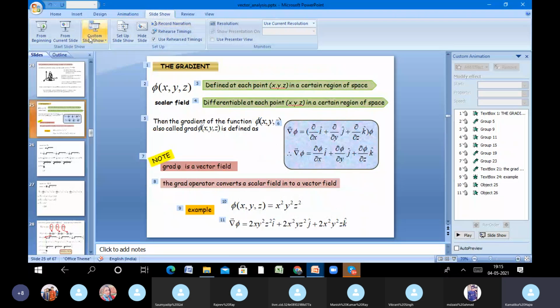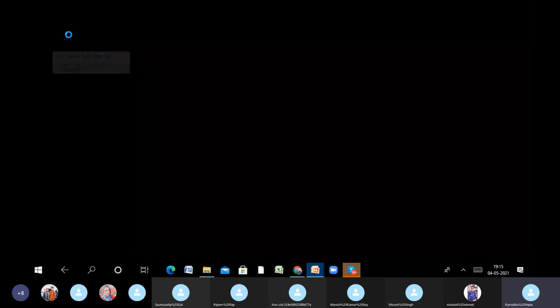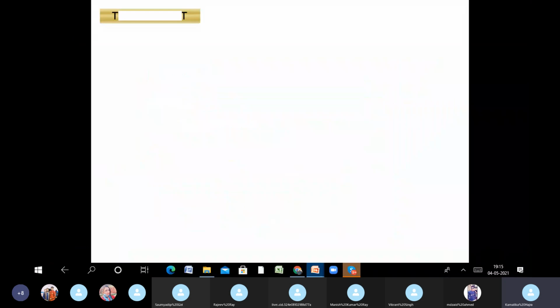Okay, so we'll directly go to what a gradient means. So let's talk about the gradient now. I told you there are three principal operations of the del operator, the first one being the gradient. Here we take phi, a function of x, y, z, which is a scalar field. So it can be the gravitational field, it can be the temperature of a particular body, which varies from one point to another.